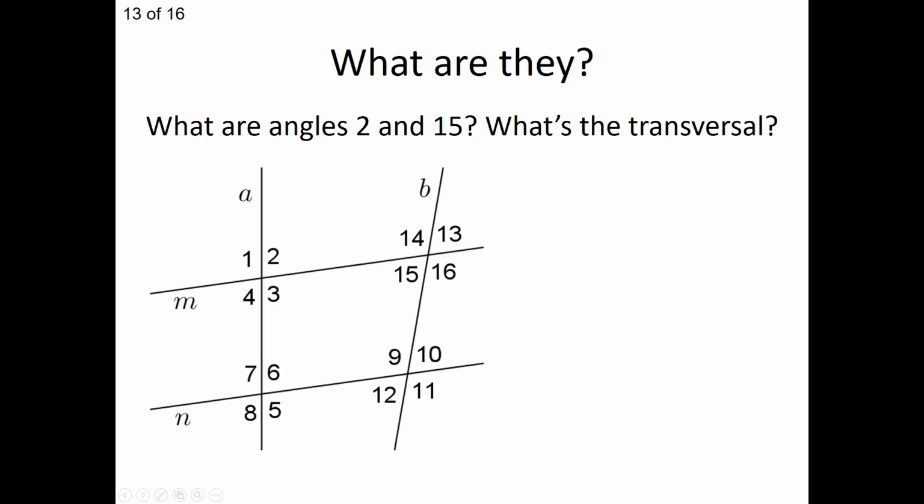Same diagram, but two different angles. Let's pick angle 2 this time and angle 15. Now, let's answer what's their transversal first. Angle 2 and 15 share a line, line M. So M is their transversal.